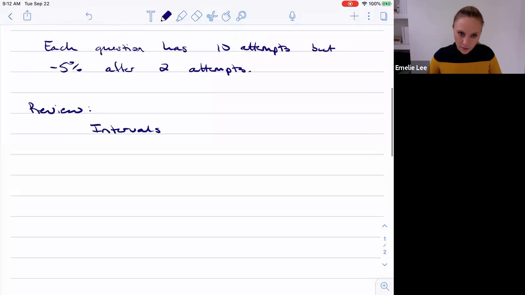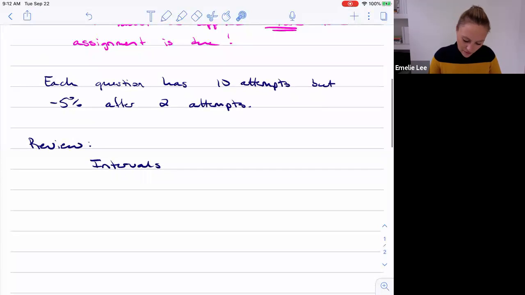So it's minus 5%. Your third attempt, even if you get it right, you get minus 5% on the question, just because it took you 3 attempts to get there. But your first 2 attempts should be free. If you get it right on your second attempt, then you're good. Hopefully it's behaving that way.